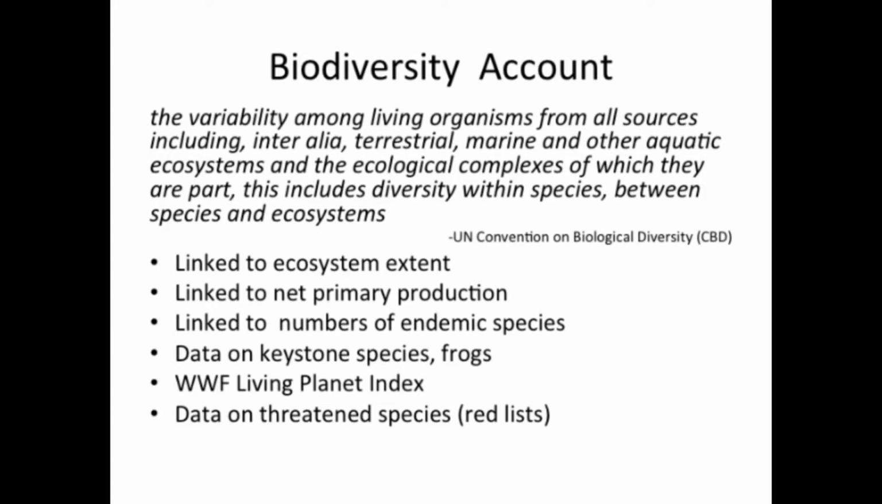areas. So for example, we know that biodiversity is linked to ecosystem extent, or put another way, the extent of contiguous land cover. We know it's linked to net primary production, right? That's why biodiversity is greater in parts of the world with a higher net primary production. We know it's linked to the numbers of endemic species. We can derive information from certain keystone species.